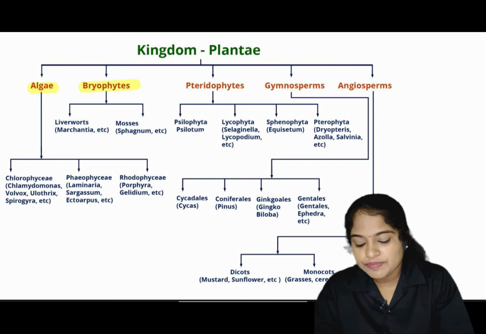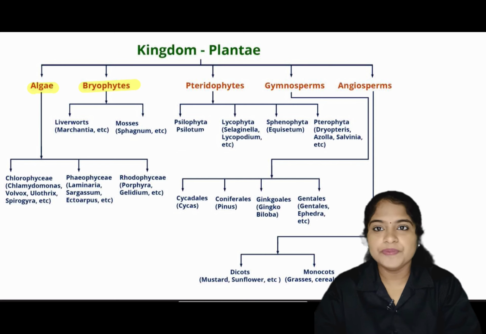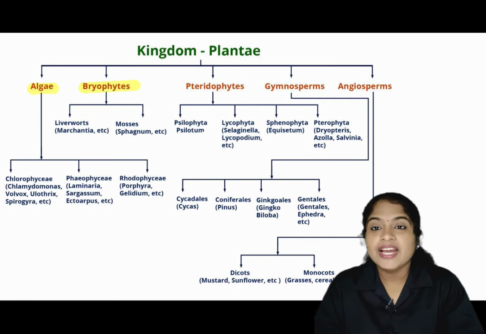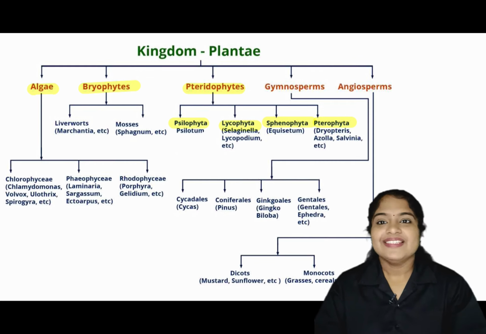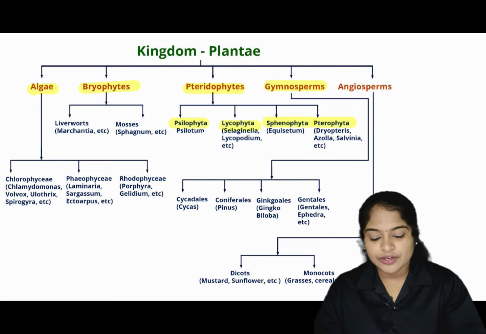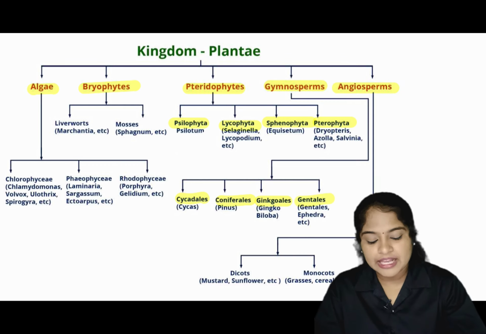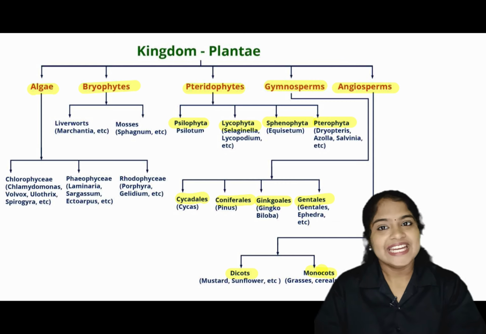The second division is Bryophyta. It includes two groups, that is liverworts and mosses. Next is Pteridophyta. Pteridophytes are broadly classified into four classes, that is Coelopsida, Lycopsida, Spinopsida and Pteropsida. Gymnosperms are also classified into different groups, that is Cycadales, Coniferales, Ginkgoales and Gnetales. Coming to Angiosperms, Angiosperms are divided into dicots and monocots. So we are going to see in detail about all these divisions and their classes.